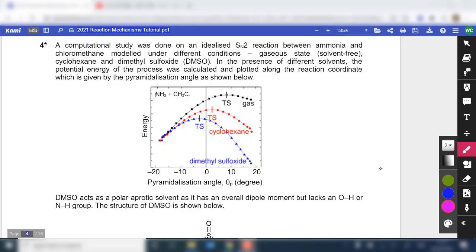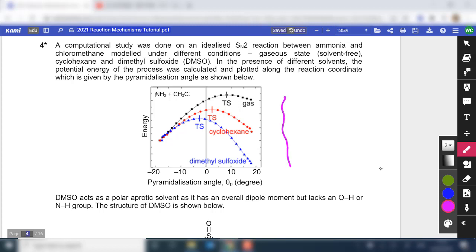Okay, now we are going to debrief question 4. Question 4 is a relatively interesting question, one of the school past year prelim questions. It's actually based on computational studies. They give you this particular graph, so you might want to study it a little bit.